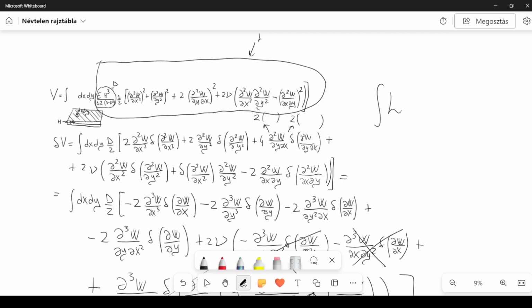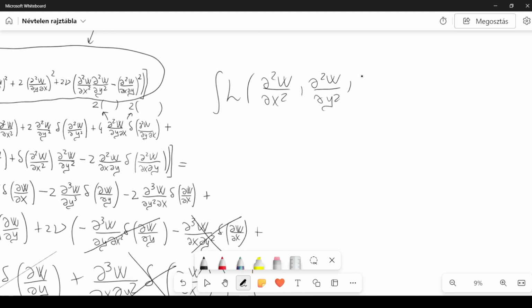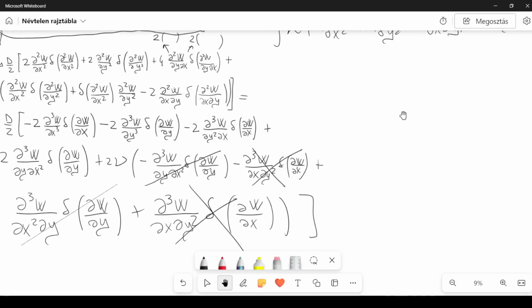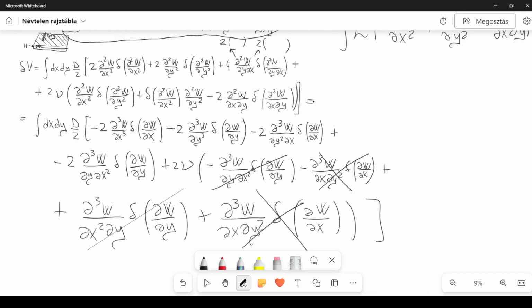This is L. So we have the Lagrangian, which is a function of d squared w dx squared, d squared w dy squared, and also of d squared w dx dy, and you have to integrate over x and over y. But at the same time, you can see from this that it's as if we can consider the Lagrangian also as a function of dw dx and dw dy.